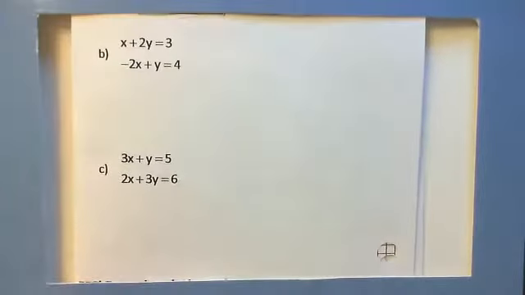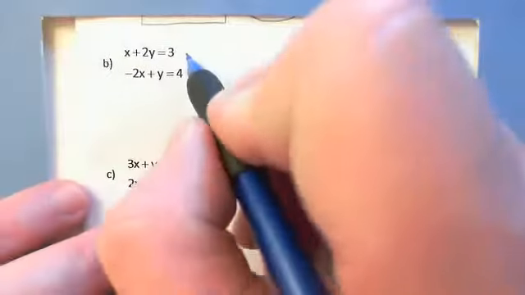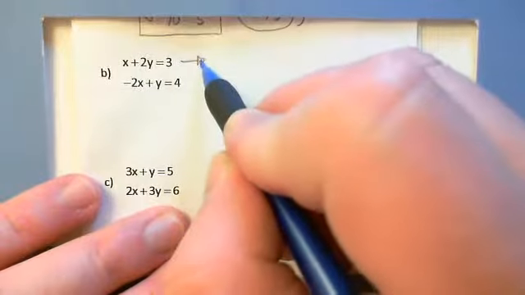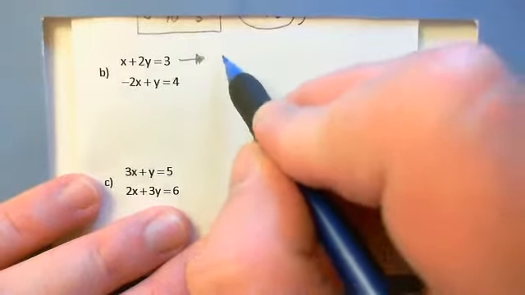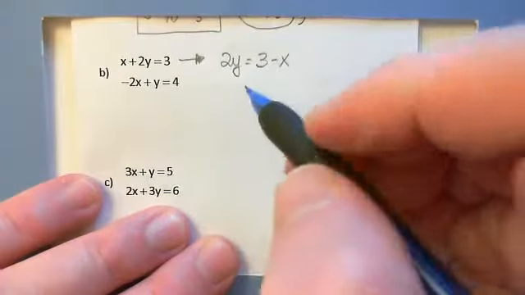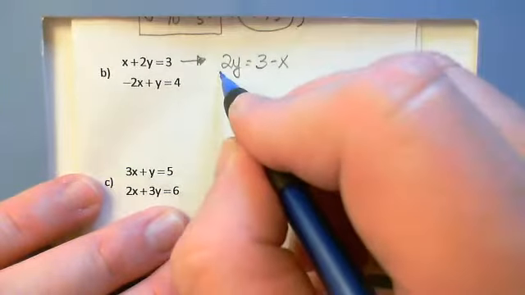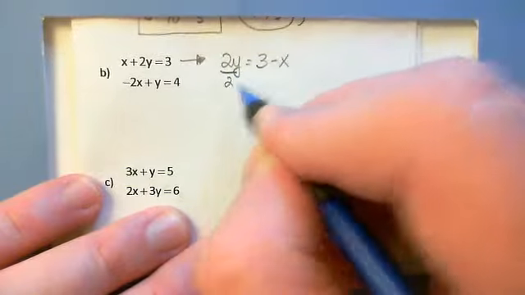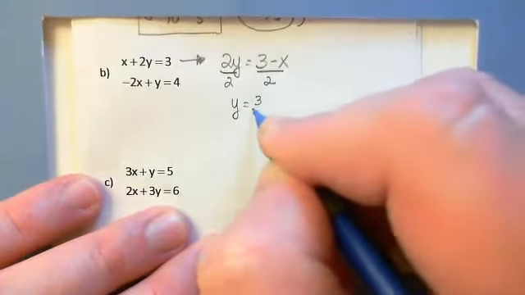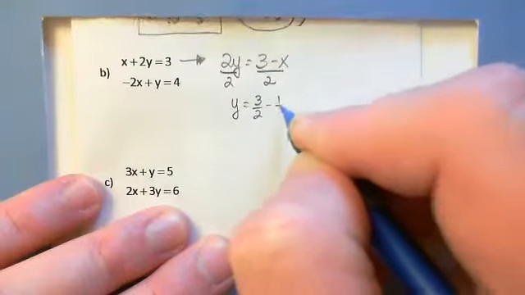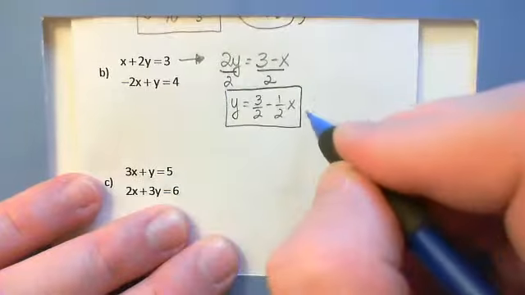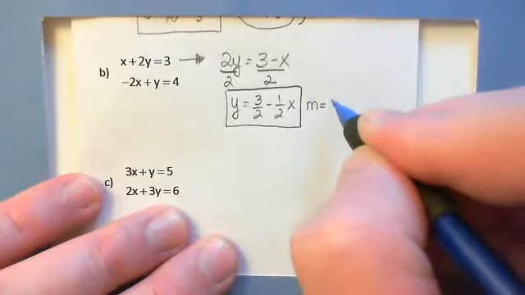Alright, the next problem is this one. So the first step is to get the y alone. So let's go ahead and get the y alone. This would be 2y equals 3 minus x, and then we divide this by 2. So y equals 3/2 minus 1/2 x. So now I have my equation there, and I know my slope is negative 1/2.